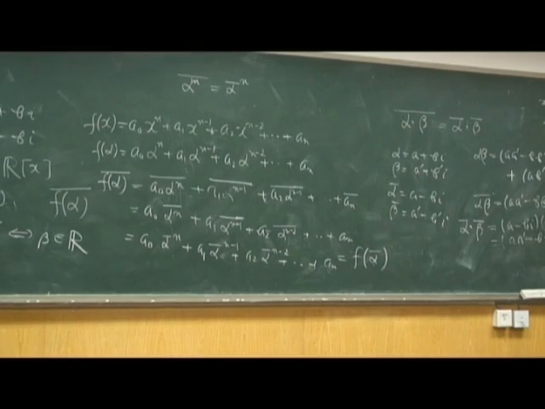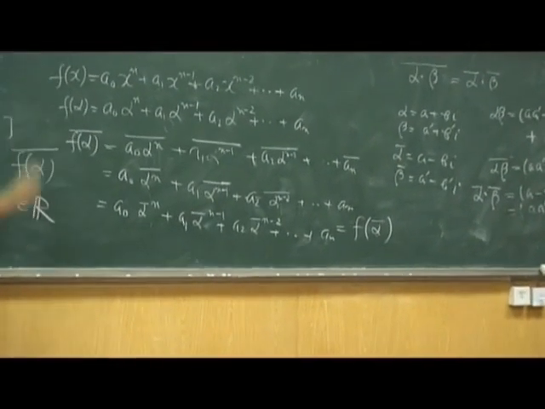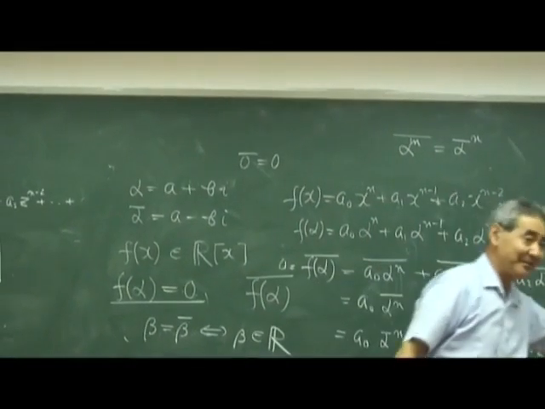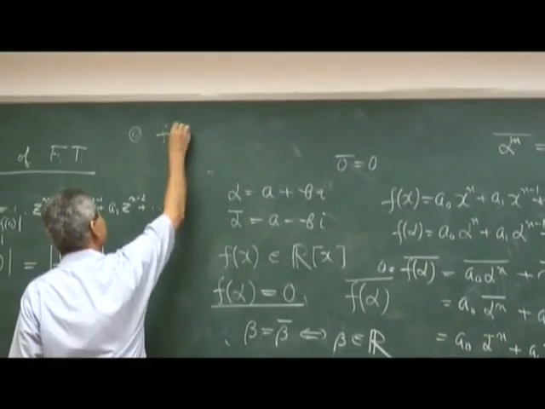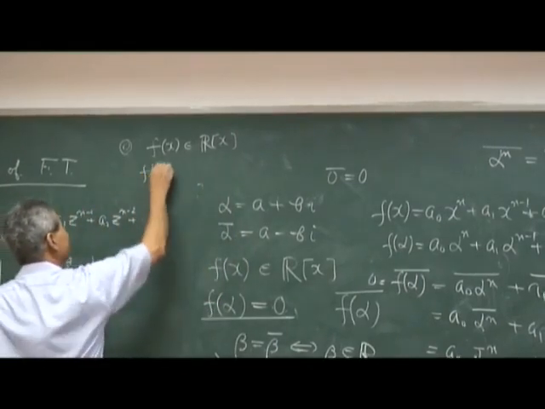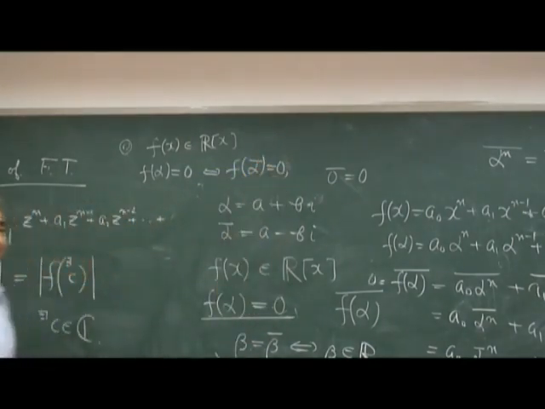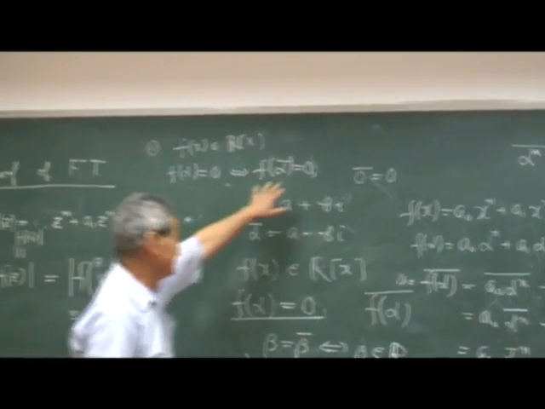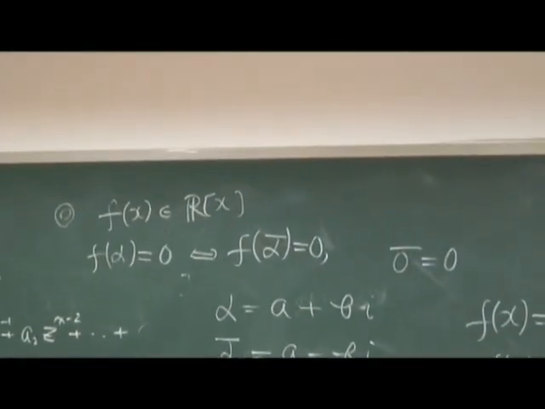Now assume that f(alpha) equals 0. Then, of course, the conjugate of 0 is 0, so this should be 0. That means that f(alpha bar) is 0. So it's a very important point: if f(x) is a real coefficient polynomial and f(alpha) equals 0, then its complex conjugate is also a root. If alpha is real, this says nothing, but if alpha is not real, an imaginary number, then its complex conjugate is also a root, a solution of the equation.